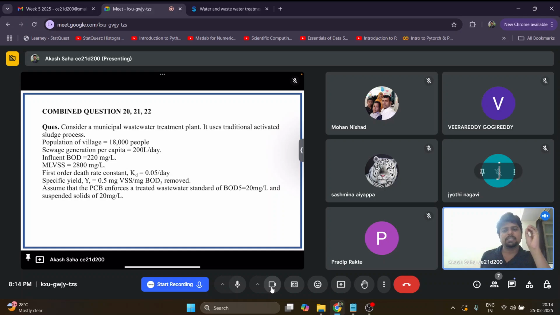Now assume that the PCB enforces a treated wastewater standard of BOD5 equal to 20 milligram per liter and suspended solids of 20 milligram per liter. So this is the data that is given for all the questions. For the next three questions, this is the data, so you can take a screenshot of this. We'll move ahead and see what different questions they're asking.